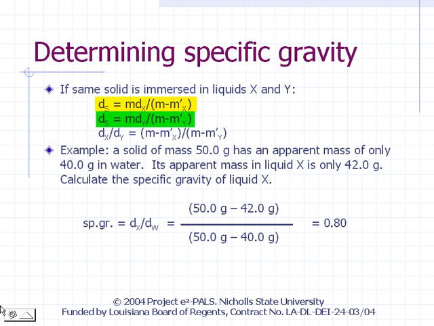The right-hand sides of these two equations are obviously equal to each other. They are both equal to d sub S. From this equality, we can easily show that the ratio of the density of X to the density of Y is equal to the ratio of the differences in the apparent mass to the actual mass in the liquids. If we know the density of one of these two liquids, then we should be able to calculate the density of the other from measurements of apparent masses. If we use water for liquid Y, the ratio we get is the specific gravity of liquid X.